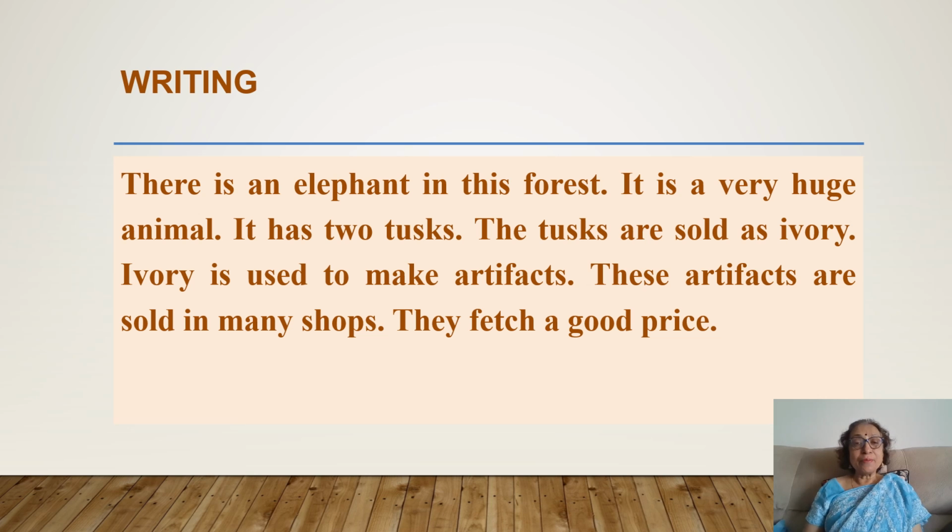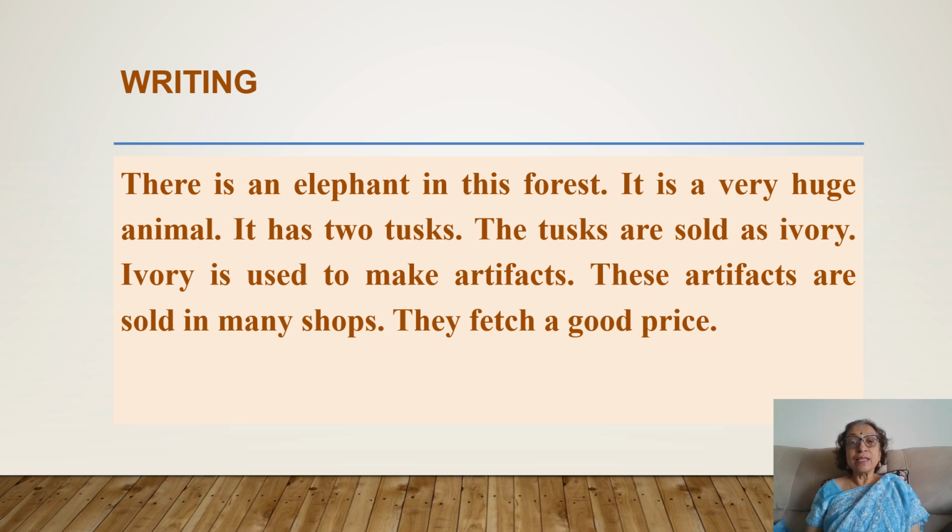So this is the same thing which I have already told you, but it is only structured differently. There is an elephant in this forest. It is a very huge animal. It has two tusks. The tusks are sold as ivory. Ivory is used to make artifacts. Now here, instead of ivory twice, a good paragraph writing might replace ivory with the pronoun it. That is also possible. So you can improve your writing by not using the same word again.